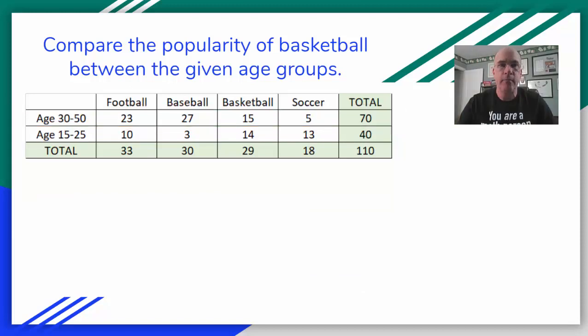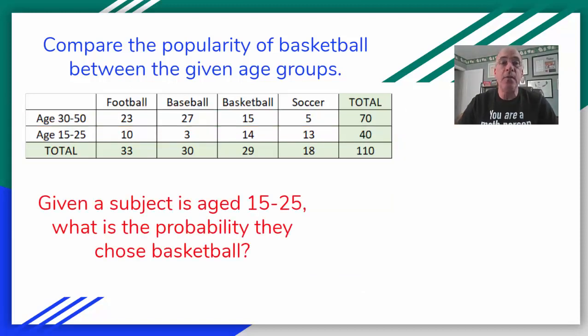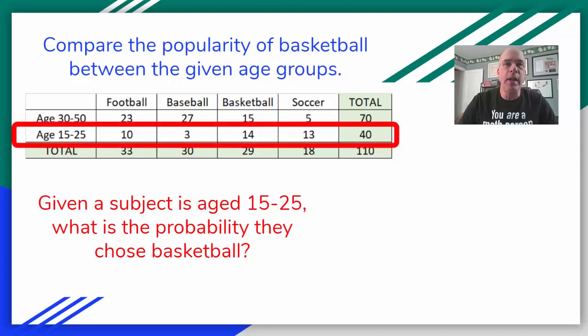Let's find another one here. Given that the subject is aged 15 to 25, what is the probability they chose basketball as their favorite sport? What constitutes the total? What constitutes the successes within that total? So here we're only looking at people aged 15 to 25. You see there are 40 people here. And within this subgroup, 14 of them chose basketball. So the probability is 14 over 40. Okay? So conditional probability really means instead of looking at the entire population, we're going to break things down into smaller groups. Sometimes that's called disaggregating the population.